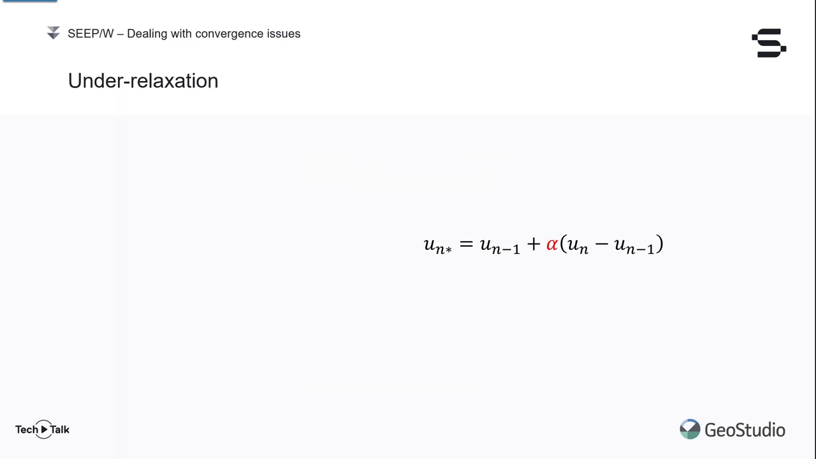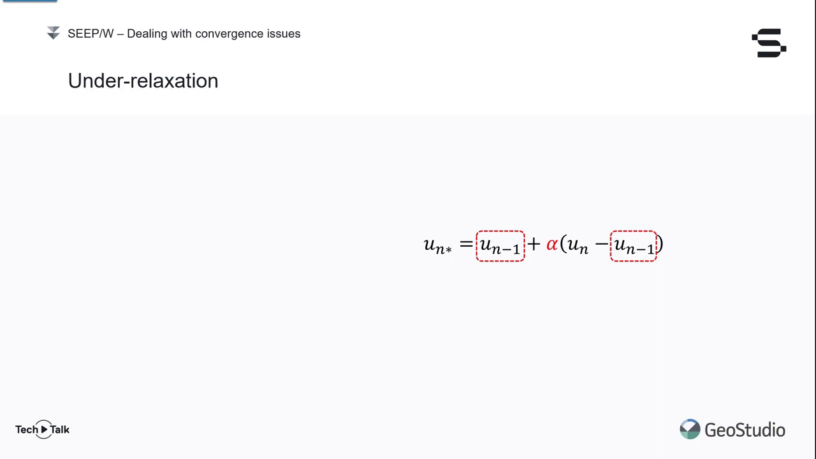Alpha is the rate of relaxation which will control the progression of the solution and reduce the propensity for oscillation. In this equation, the unknown is the under-relaxed pore water pressure U at iteration n. The newly calculated pore water pressure for the current iteration is influenced by the pore water pressure from the previous iteration. The rate of relaxation, alpha, will dictate how much the pore water pressure from the previous iteration will influence the current pore water pressure.